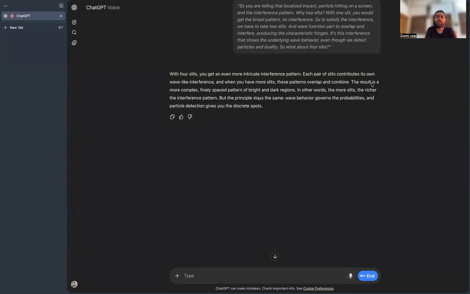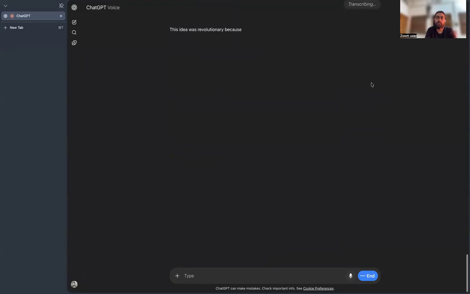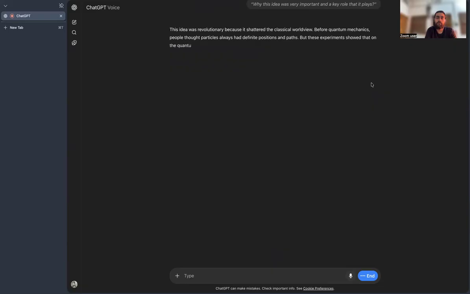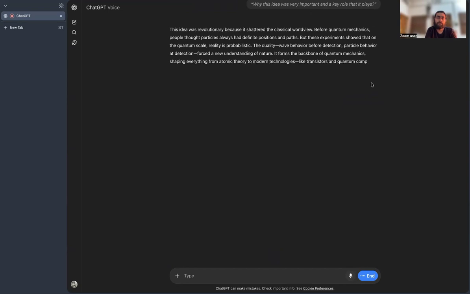Why was this idea very important, and what key role does it play? This idea was revolutionary because it shattered the classical worldview. Before quantum mechanics, people thought particles always had definite positions and paths. But these experiments showed that on the quantum scale, reality is probabilistic. The duality, wave behavior before detection, particle behavior at detection, forced a new understanding of nature. It forms the backbone of quantum mechanics, shaping everything from atomic theory to modern technologies, like transistors and quantum computing.